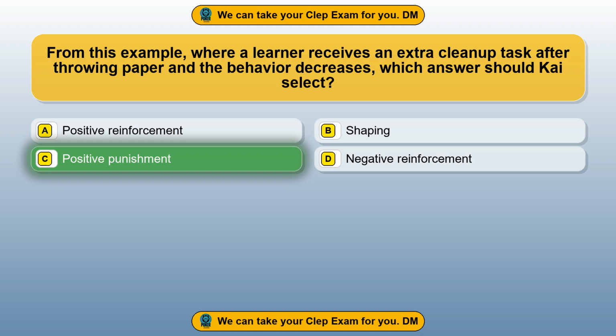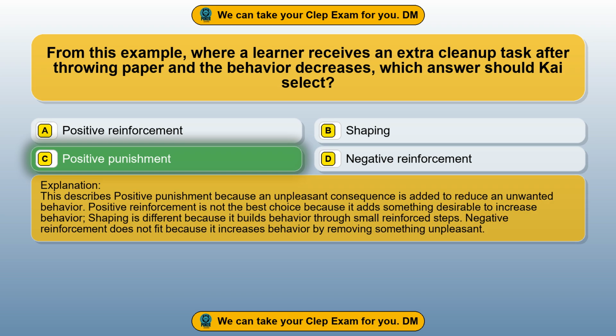Positive punishment. This describes positive punishment because an unpleasant consequence is added to reduce an unwanted behavior. Positive reinforcement is not the best choice because it adds something desirable to increase behavior. Shaping is different because it builds behavior through small reinforced steps. Negative reinforcement does not fit because it increases behavior by removing something unpleasant.